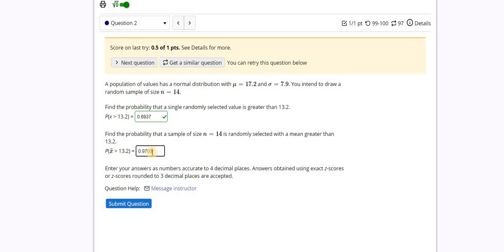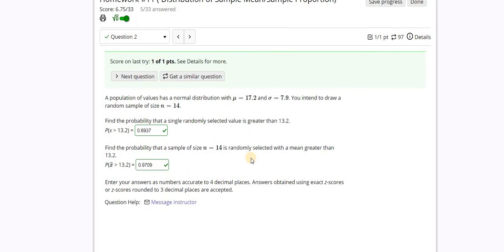So that is the difference between the first part of the question and the second part of the question. Notice these slight differences. We're given a sample size, and it's asking about the mean. It's not asking about the value. And that means one thing, which is dealing with the distribution of sample means, which requires you to work with the new standard deviation. I hope this video helped you understand how to answer this question. I'll see you in a different one.